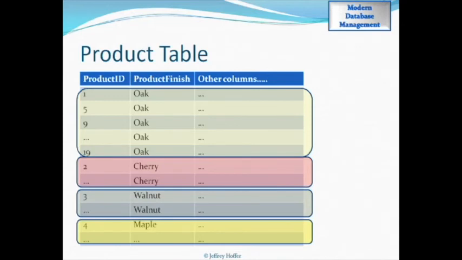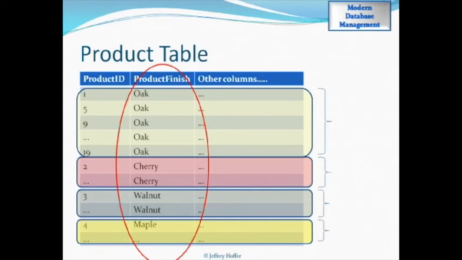Let's look at the question again. It says which product finishes, not which products. That is, we want to show a characteristic of the subsets, not of the products directly. And what is that characteristic? It is the number of products in that subset. That is, we want to display 2 characteristics of each group. The finish, common for all rows of that group, and the number of rows in that group.